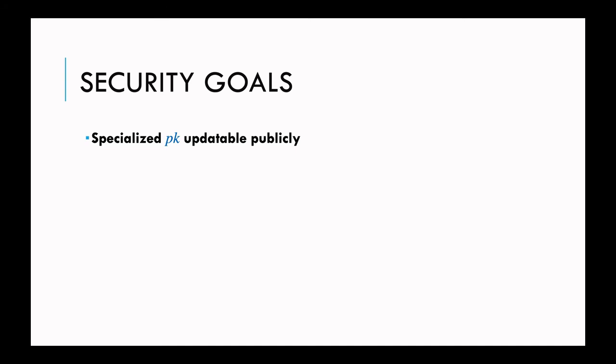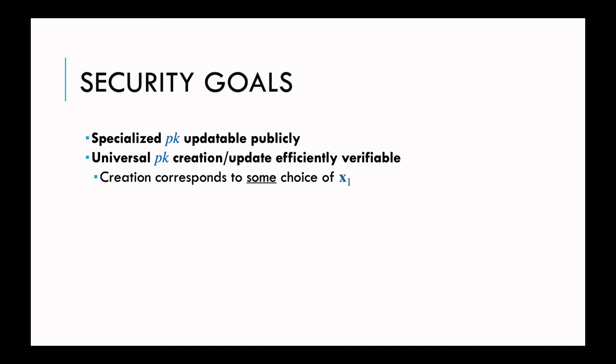So what are the security goals? The specialized public key has to be updatable publicly. The universal public key creation and update should be efficiently verifiable. And verification should basically tell you that the creation corresponds to some choice of the public key, and the update corresponds to some choice of the delta of the trapdoors.